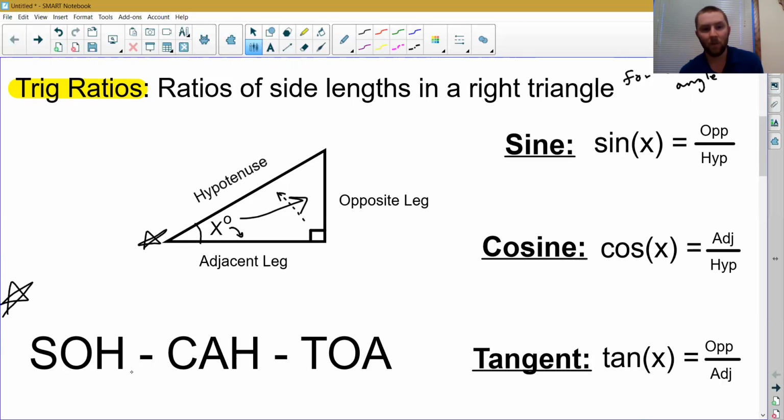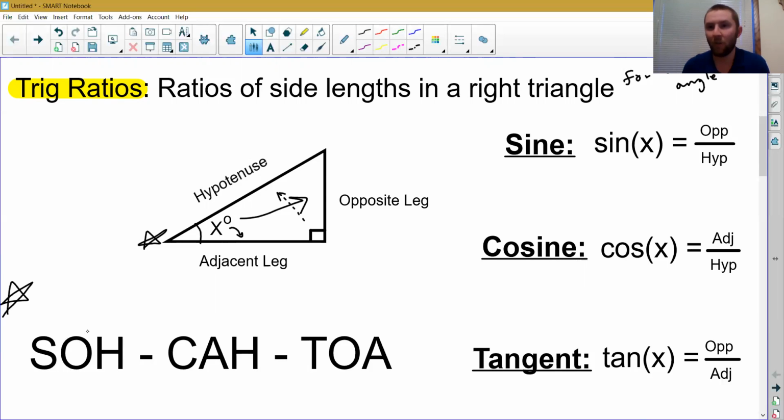SOHCAHTOA. Okay, so I sort of remember that by thinking about going into a hot tub, right? What do you do before you get into a hot tub? You soak a toa, right? You soak a toa in the water just to see how hot it is. Is it really hot? Is it not so hot, right? Okay, so get in a hot tub, soak a toa.